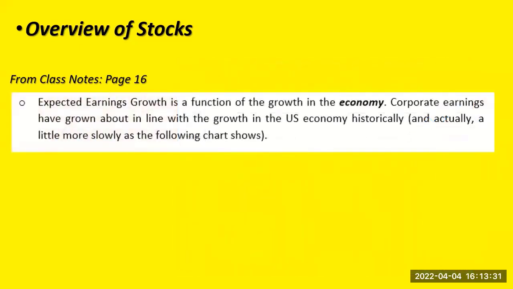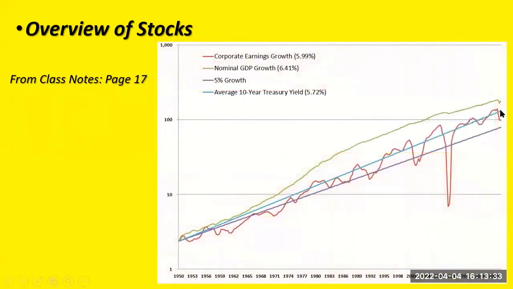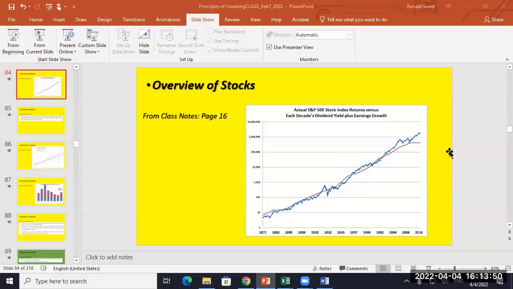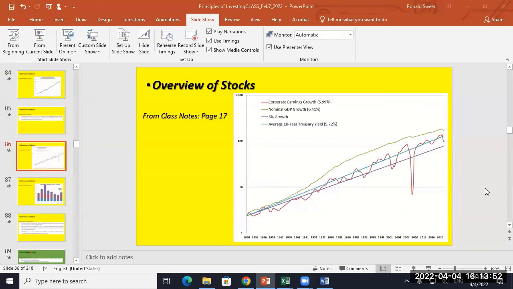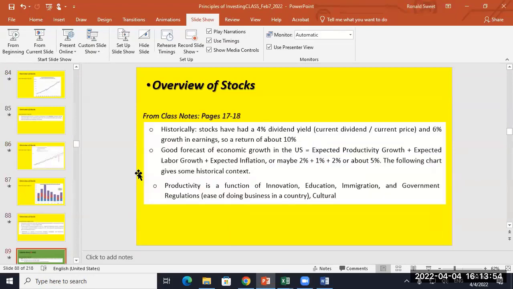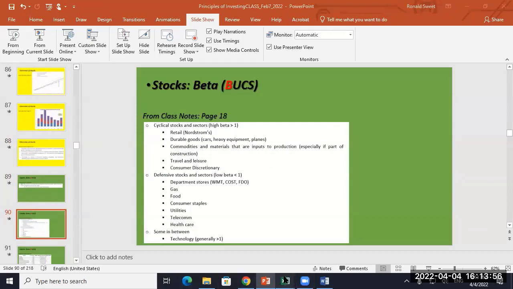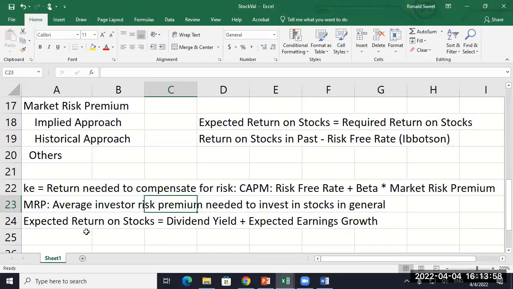And then we talked about how corporate earnings grow pretty much in line with the economy. Corporate earnings have grown about 6%. Our economy's grown about 6.4%. So you should expect corporate earnings to grow about the same speed as the U.S. economy. So we've already covered this before. So we just got to figure out these numbers.